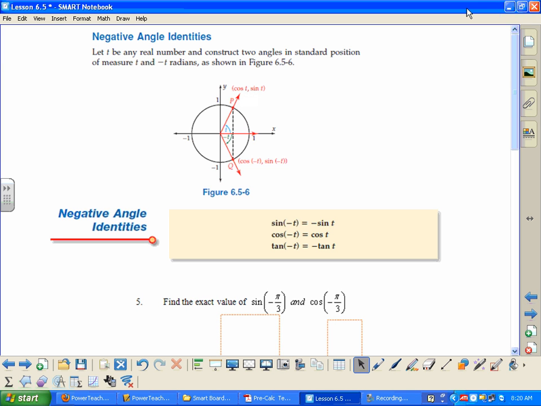Okay, negative angle identities. If we have any real number and construct 2 angles in standard position of measure t and negative t radians as shown, we can see that if we're going in the negative direction, that means we're going clockwise. So we have the cosine of t, and then angle negative t is in the same spot but in the 4th quadrant.